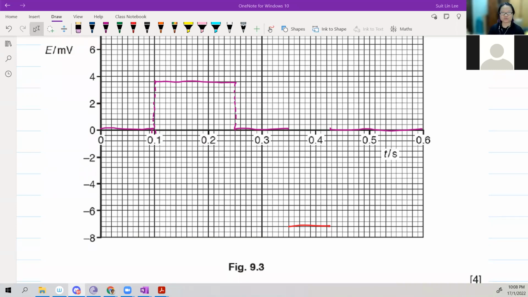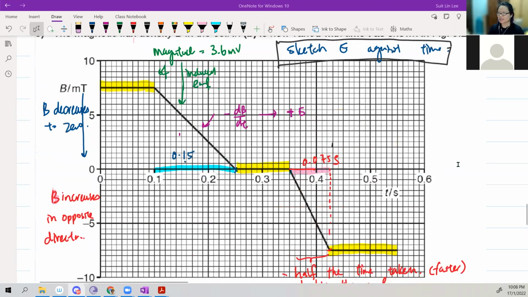If you want to, I'll show you back the graph. Try to think about gradient. Wi-Fi is quite unstable. I didn't catch what you said.